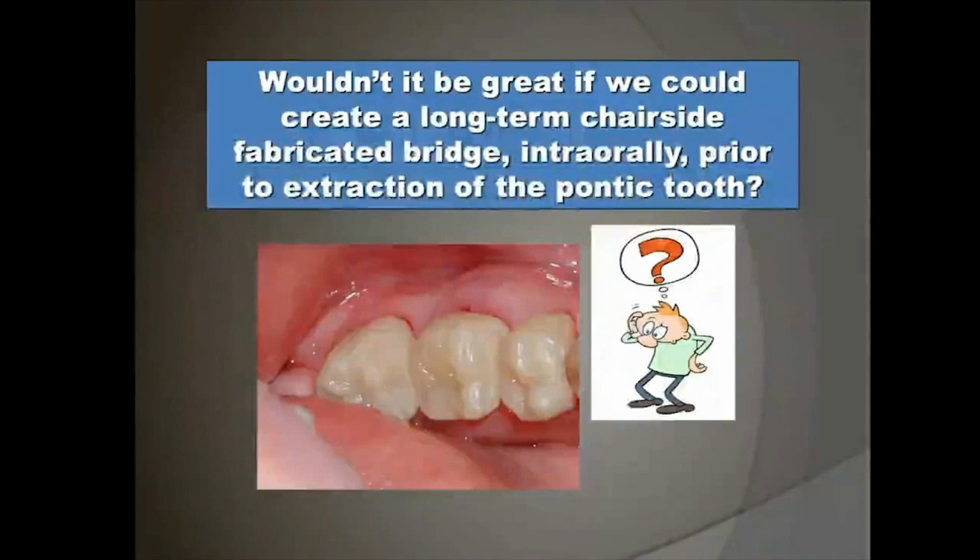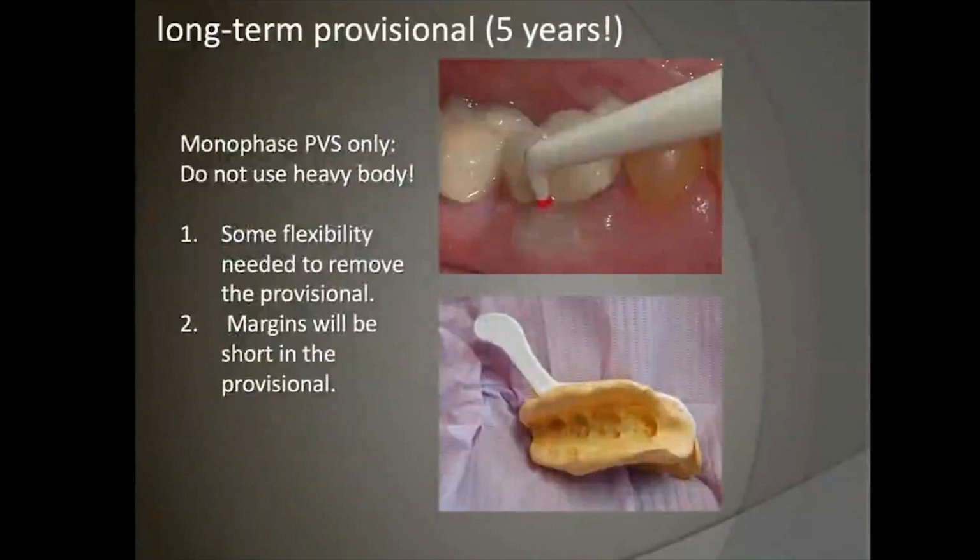Now, wouldn't it be great if we could create a long-term chairside fabricated bridge intraorally prior to extraction of the pontic tooth? So we can do that, and I'll show you how. Here's a case where we have a tooth with a good 12, 13 millimeter periodontal defect, which indicates that there's a fracture in the isthmus of this tooth. So the tooth has to come out, we know that, but what we don't want to do is take the tooth out and then start fabricating our provisional, because that will cause contaminants to get into the extraction socket.